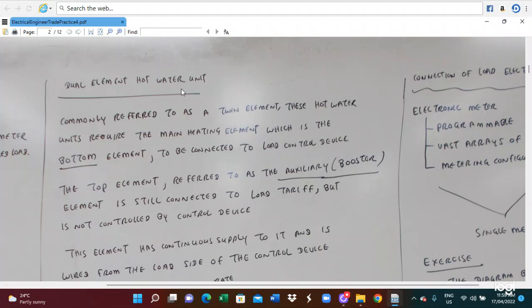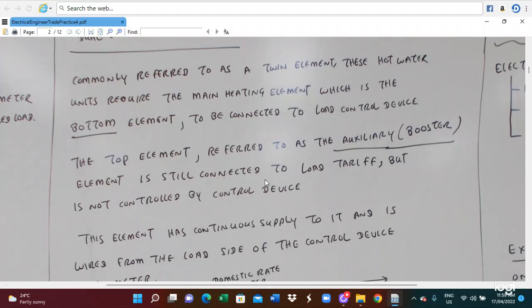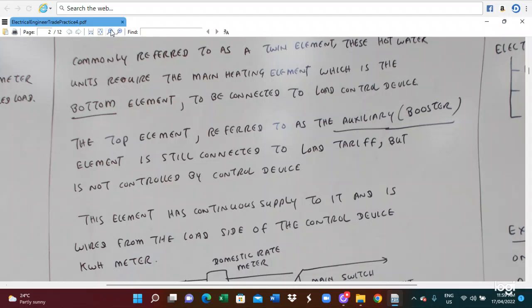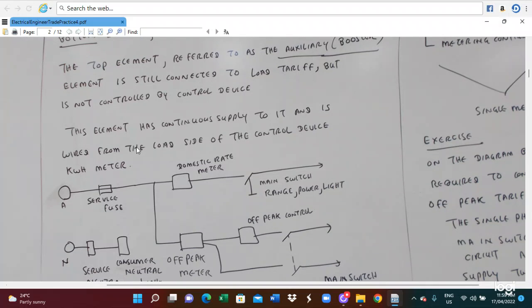So this is the US element of a hot water unit, commonly referred to as a twin element. The hot water unit requires the main heating element, which is the bottom element, to be connected to the load control device. The top element is referred to as an auxiliary booster element. It's still connected to the load tariff, but not controlled by the control device. This element has a continuous supply, and it's wired from the left side of the control device.